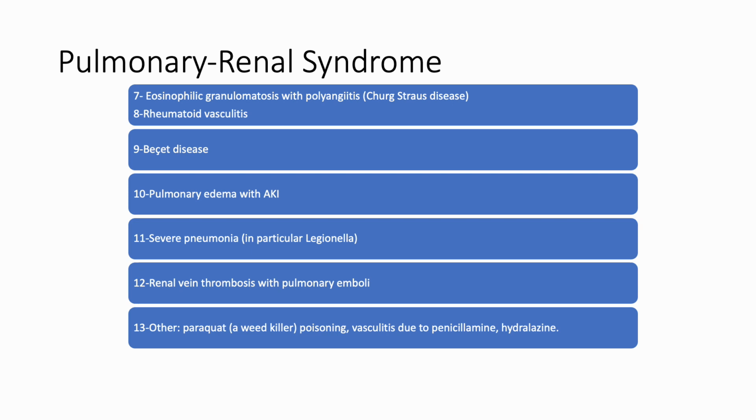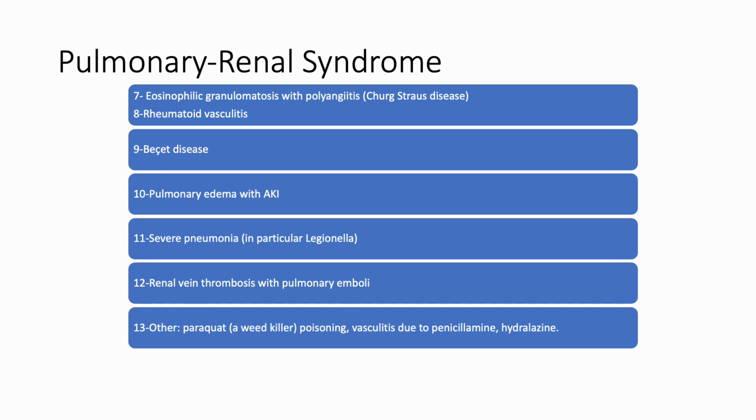Eosinophilic granulomatosis with polyangiitis, or Churg-Strauss disease, is not very common. Like I said, Churg-Strauss usually does not involve the kidneys much, but you have to know about it and think about it if you have asthma. Rheumatoid vasculitis, not very common. Behçet's disease, I've never seen a case.